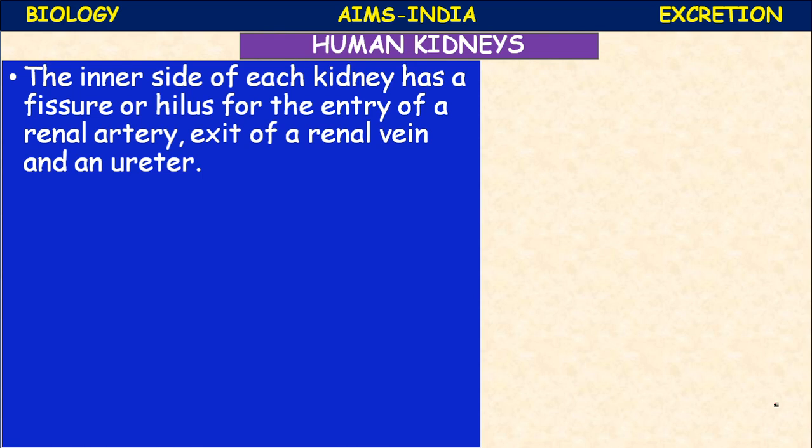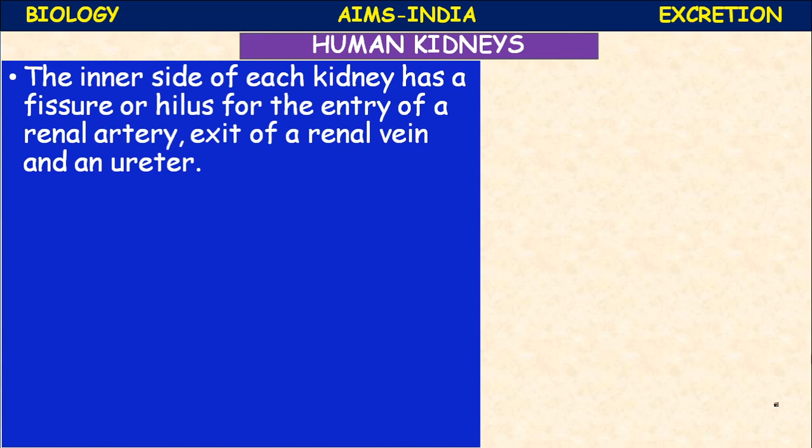the inner side of each kidney has a fissure, also called the hilus, for the entry of the renal artery and the exit of the renal vein and an ureter. In the beginning we have studied that three tubes come out from the fissure or the hilus of the kidney. One is the renal artery, the second is the renal vein, and the third is the ureter.